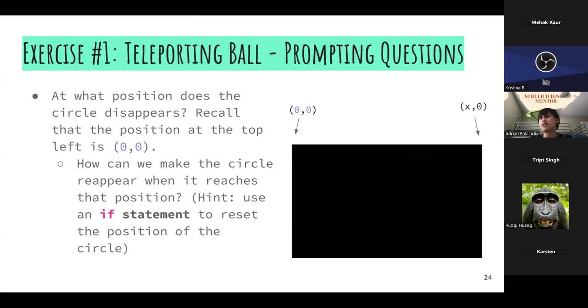But here is some food for thought. Obviously you do want to use an if statement here, but how are you going to use it? And at what position does the circle disappear? More specifically, what X value do you have to manipulate so you could replay the ball back over here? And then use an if statement to reset the position of the circle.